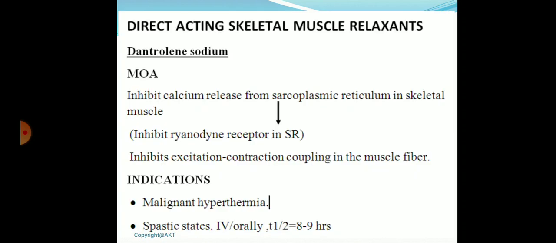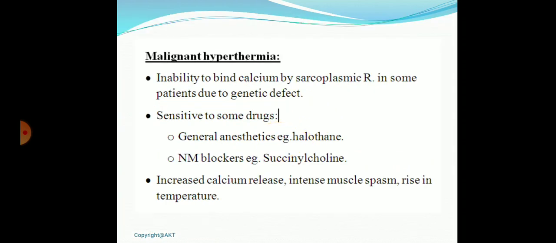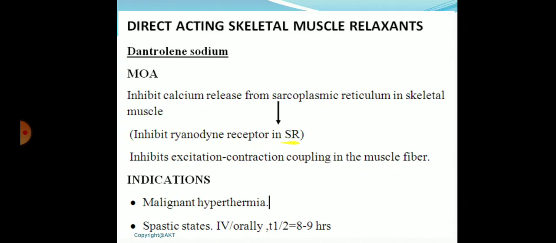So just see the drug, it's dantrolene sodium, a directly acting skeletal muscle relaxant. It inhibits calcium release from the sarcoplasmic reticulum in skeletal muscle. The reason is it inhibits the ryanodine receptor in the sarcoplasmic reticulum and inhibits excitation-contraction coupling in the muscle fiber. And it is mainly used for malignant hyperthermia and spastic conditions associated with spinal cord injury or cerebral palsy.